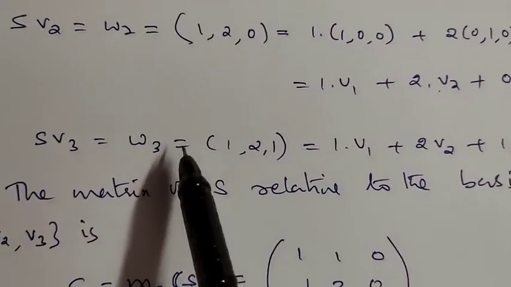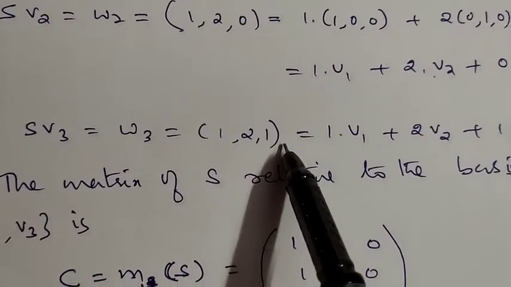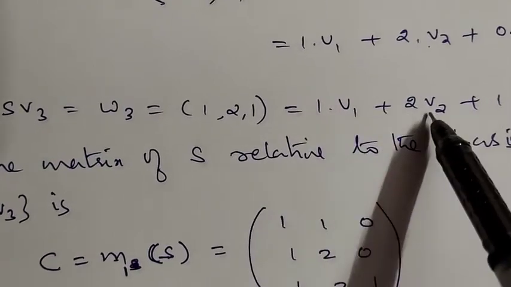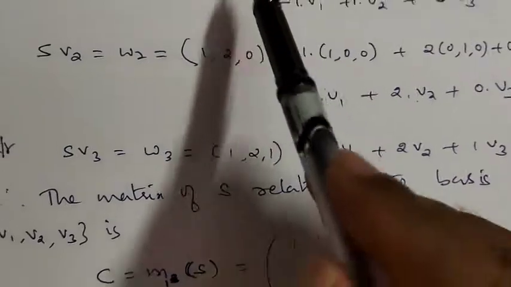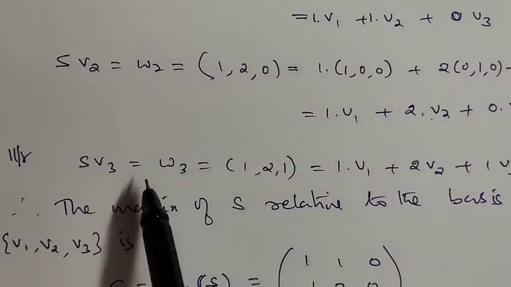Similarly, S of V3 is W3. W3 is 1, 2, 1. 1, 2, 1 can be written as 1 into V1 plus 2 into V2 plus 1 into V3. Therefore, we have the equations for S of V1, S of V2, S of V3.